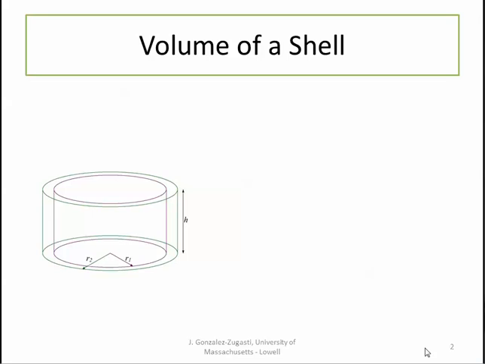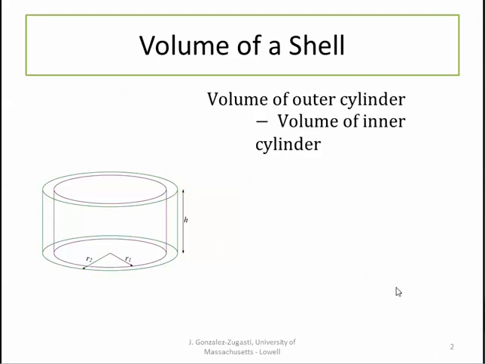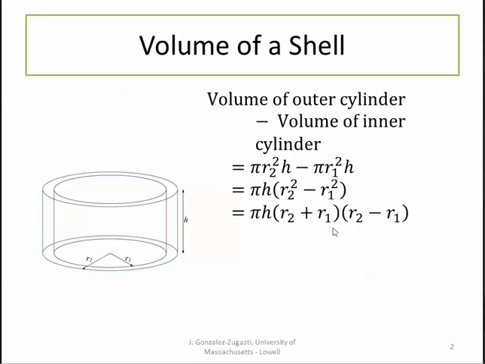A cylindrical shell is a solid enclosed by two concentric right circular cylinders, and the volume is going to be equal to the volume of your outer cylinder minus the volume of your inner cylinder. So that's going to be equal to pi times the radius of your outer shell squared times h minus pi times the radius of your inner shell squared times h. Now let's do a little bit of algebra here. We can factor out a pi h. Here we have the difference of squares, so we can factor that.